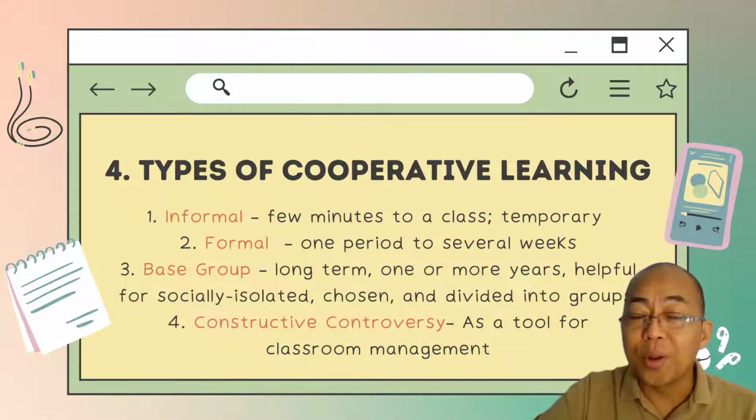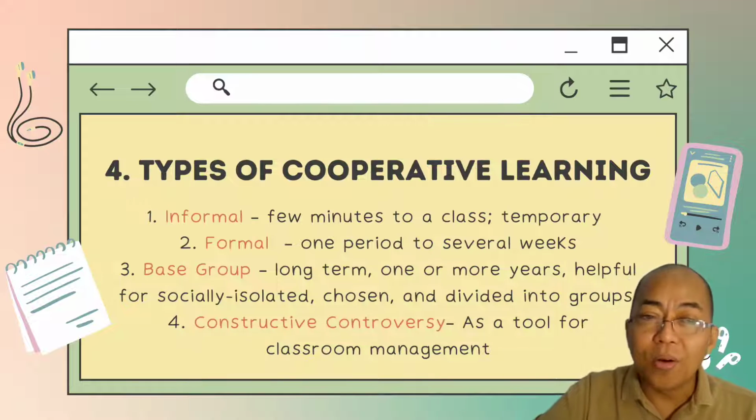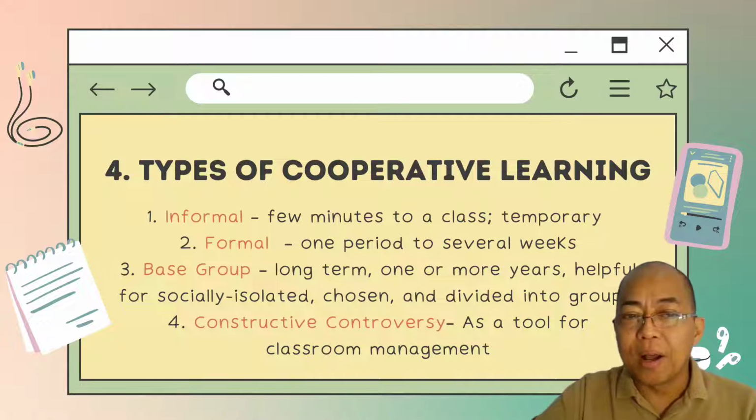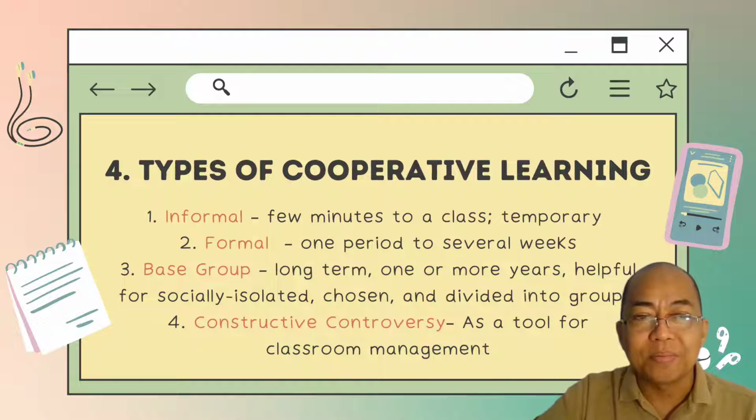First is informal cooperative learning. Informal cooperative learning is also called temporary or ad hoc groupings. So this type of cooperative learning lasts from a few minutes to one class period. It is only temporary and does not last for an extended period of time. Informal cooperative learning is used to enhance other approaches like direct instruction. So informal cooperative learning is not the main approach that is being utilized, but rather it is used to enhance other approaches, like, again, as I mentioned, direct instruction.